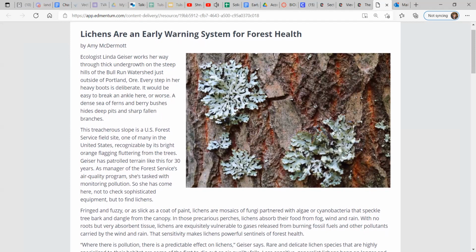Ecologist Linda Geiser works her way through thick undergrowth on the steep hills of the Bull Run watershed just outside of Portland, Oregon. Every step in her heavy boots is deliberate. It would be easy to break an ankle here, or worse. A dense sea of ferns and berry bushes hides deep pits and sharp fallen branches.